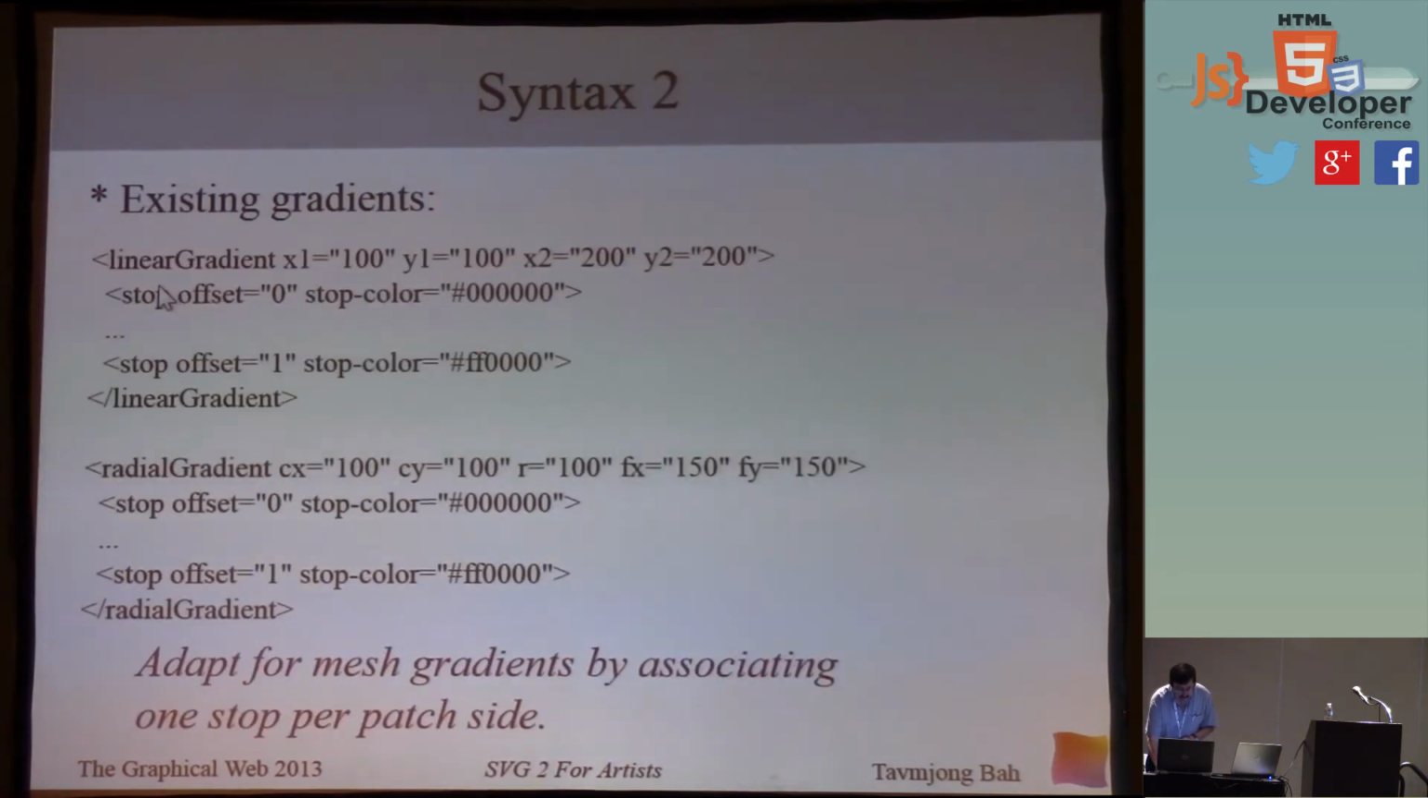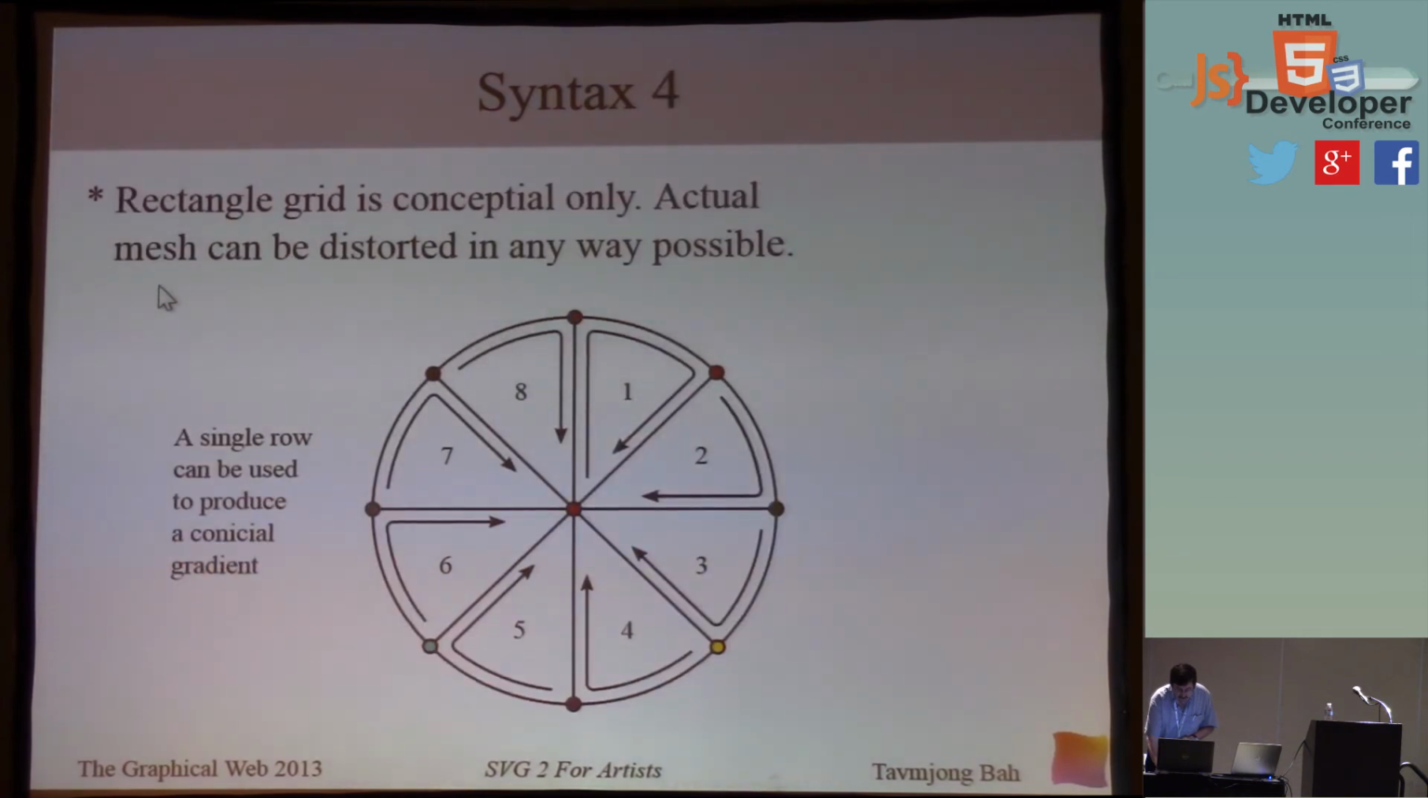I guess I don't have time to go through the syntax, but just to point out, the syntax allows you to do things like take a rectangle and wrap it to form a conical gradient. This just shows you the syntax of how you would do that.